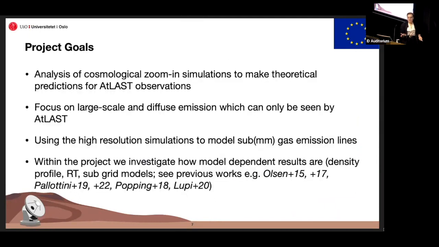So with all that in mind, my project goals are: I'm using cosmological zoom-in simulations to model the emission in sub-millimeter and far-infrared lines. I'm basing my models on previous models, but these models have mostly focused, first of all, on lower resolution simulations and also on the ISM and not on the CGM. And within my work, I'm also investigating how different modeling approaches affect the resulting emission in the sub-millimeter.